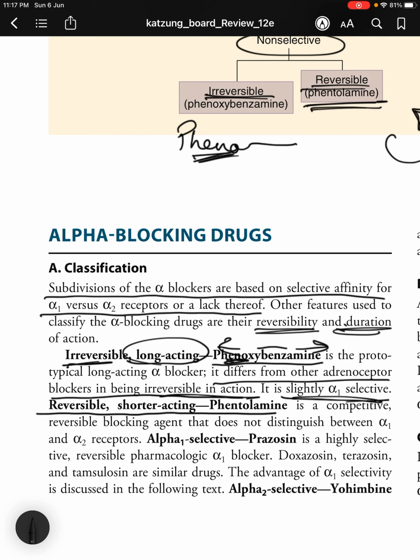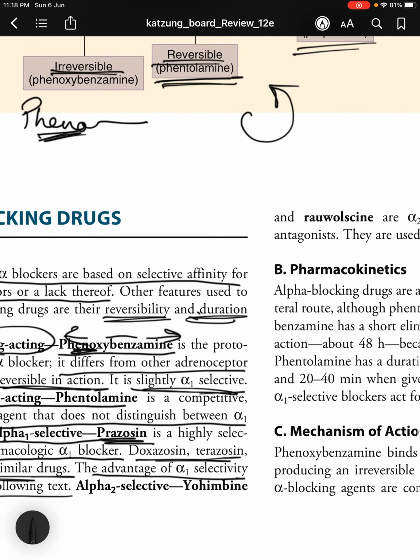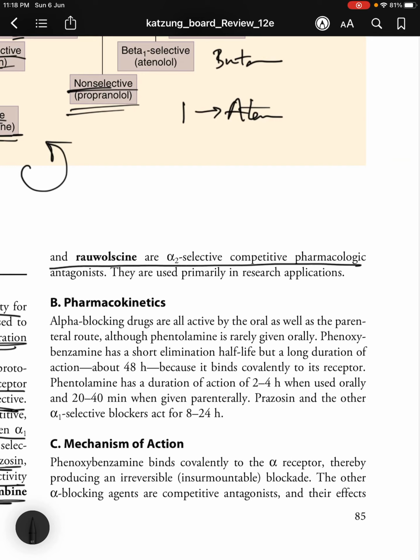Coming to reversible shorter acting drugs, we have phentolamine. It is a competitive reversible blocking agent that does not distinguish between alpha 1 and alpha 2 receptors. Then alpha 1 selective, we have prazosin, which is a highly selective reversible pharmacological alpha 1 blocker. We also have doxazosin, terazosin and tamsulosin, which are similar drugs. The advantage of alpha 1 selectivity is discussed in the following text. We have alpha 2 selective drugs, yohimbine and rauwolscine, which are alpha 2 selective competitive pharmacological antagonists. They are used primarily in research applications.